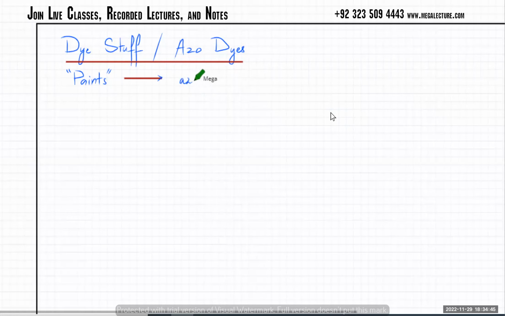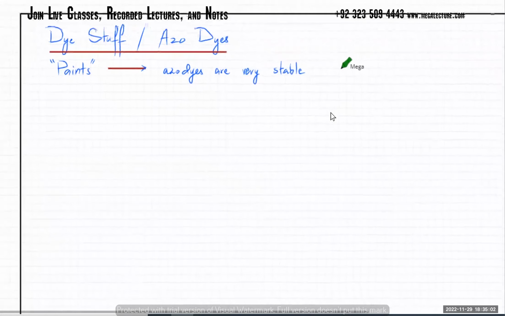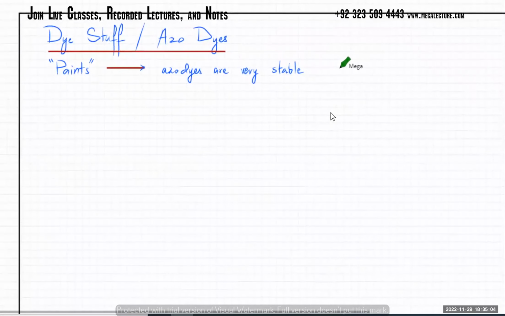Azo dyes are one such dyes that are very, very stable. They don't decompose, they don't react, they're very inert, ठीक है. So they are very, very stable. So this is just one simple way of making azo dyes, ठीक है.